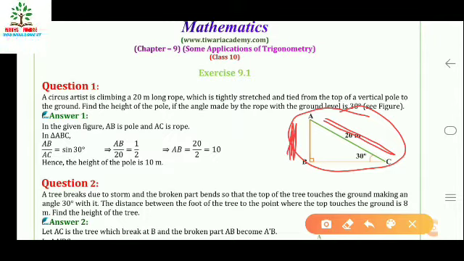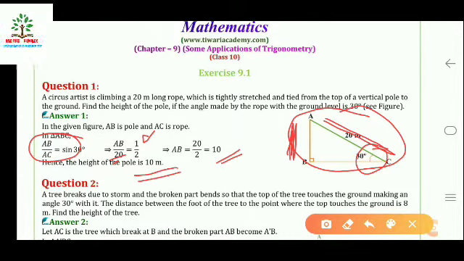So the relation between this known and unknown is sine 30. The theta is 30 degrees. So sine 30 is equal to AB over AC. Now we know the value of sine 30 is 1 upon 2, and the value of AC is 20 here. On solving this, we'll get AB is equal to 10. So it means the height of the pole is 10 meters.